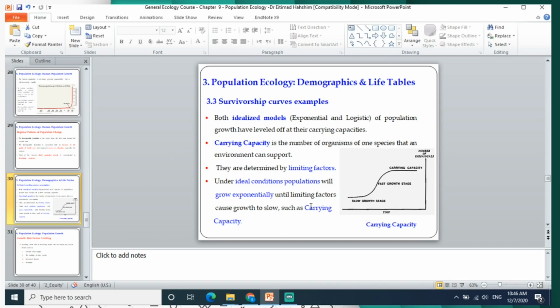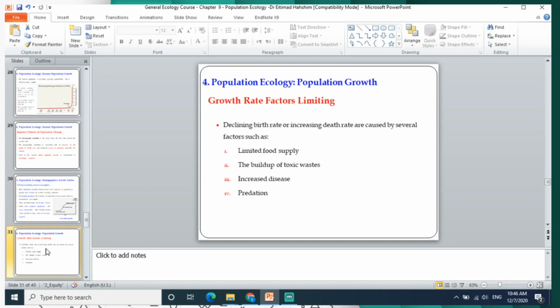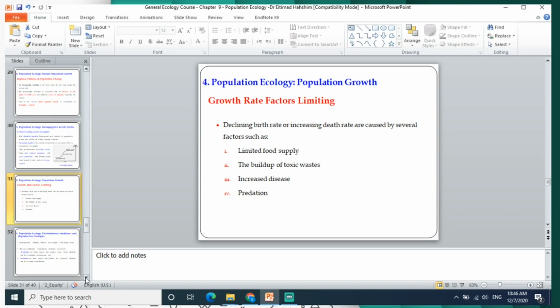So under ideal conditions, population will grow exponentially until limiting factors cause growth to slow. So there is a fast growth rate, and then if it reaches the carrying capacity, it will slow. Let us look at the growth rate limiting factors, such as food supply, toxic waste, increased disease, and predation. There are several limiting factors that can end the life of living organisms.